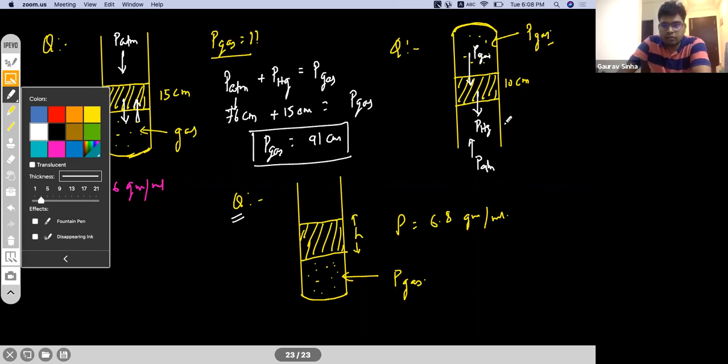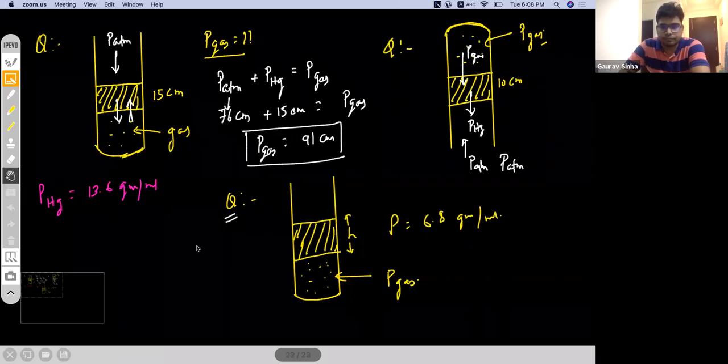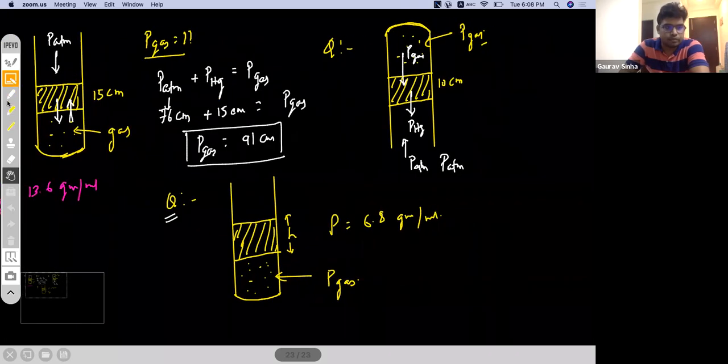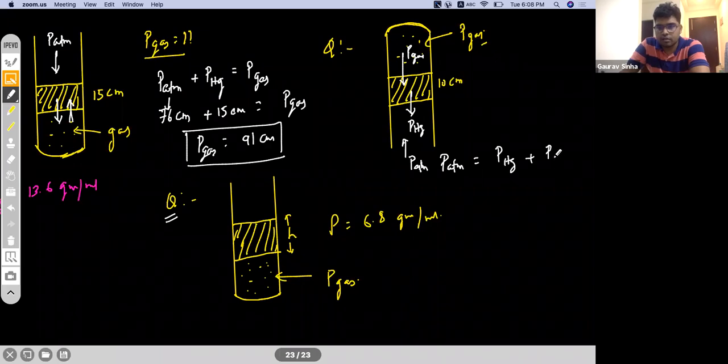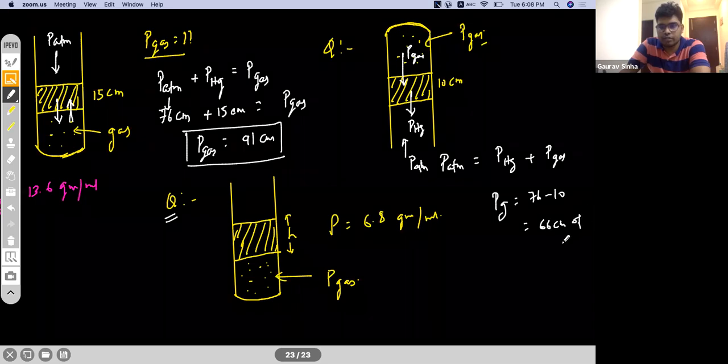So we'll write down the relation here: P atmospheric equals P Hg plus P of gas. So P of gas equals 76 minus 10, which is 66 centimeter of Hg.